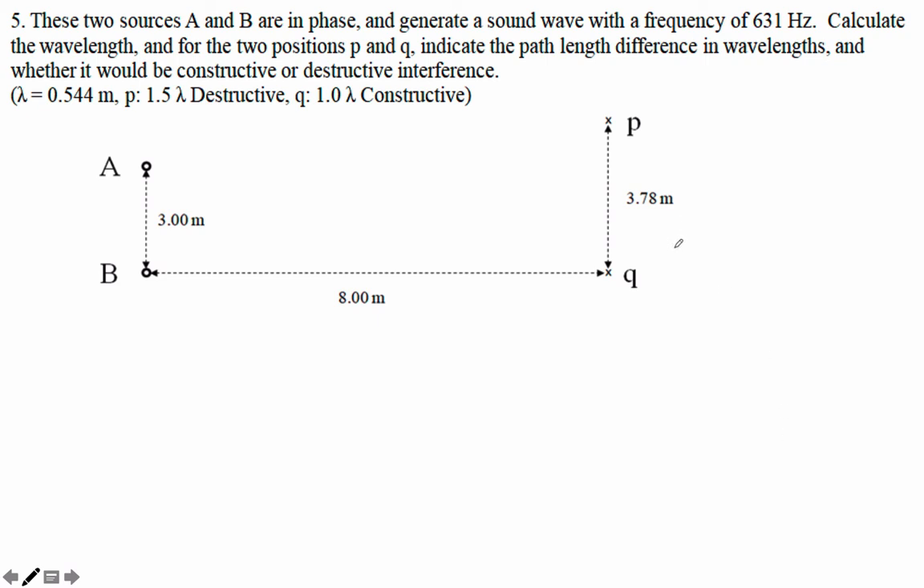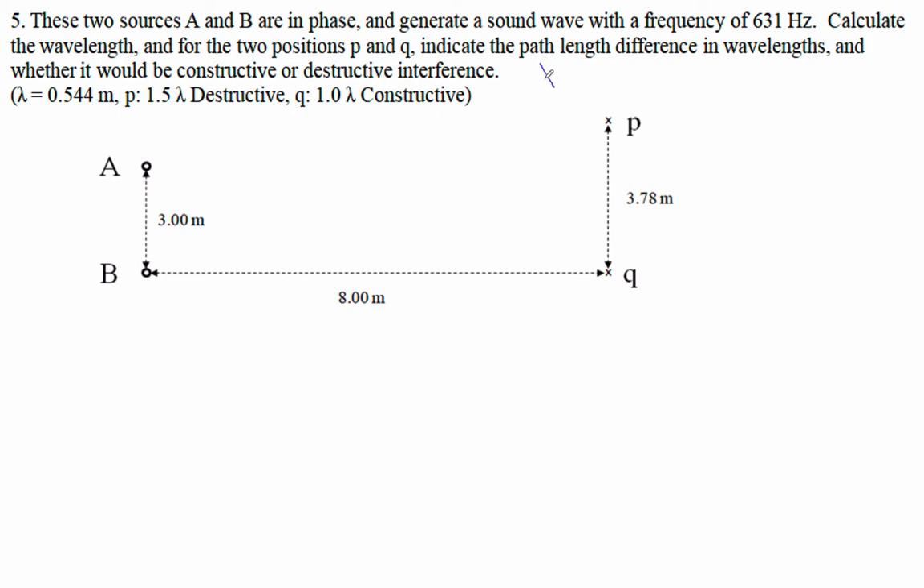Okay, let's see. So two sources are in phase. They generate a sound wave with a frequency of 631 Hz. Okay, so let's figure out the wavelength first.